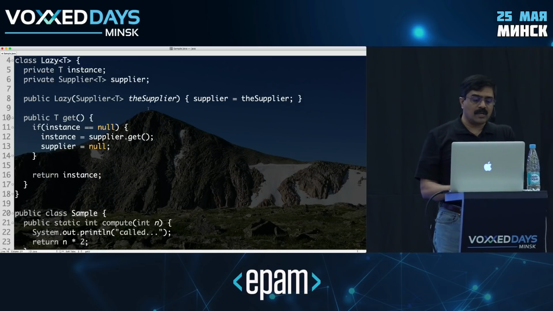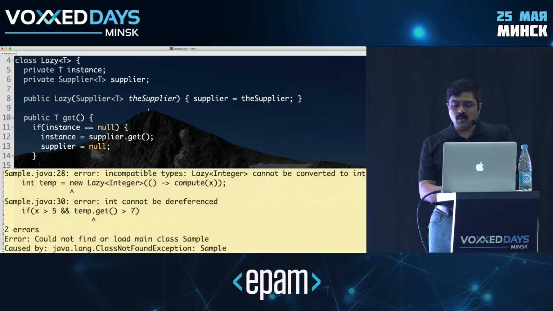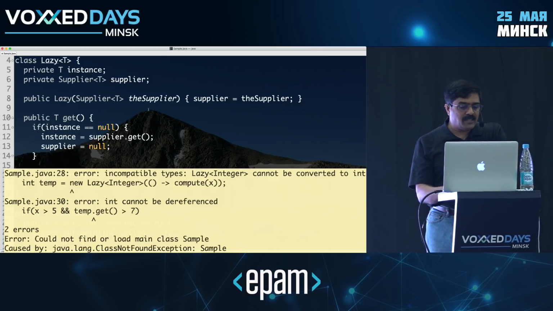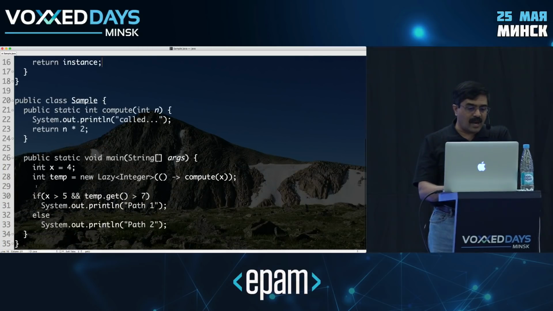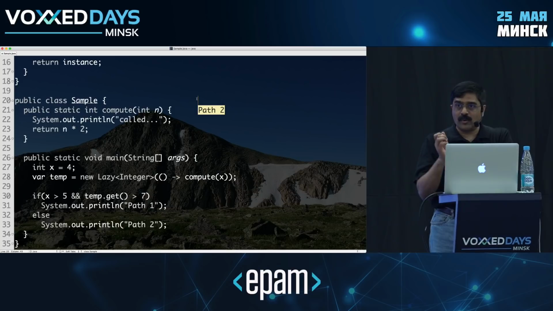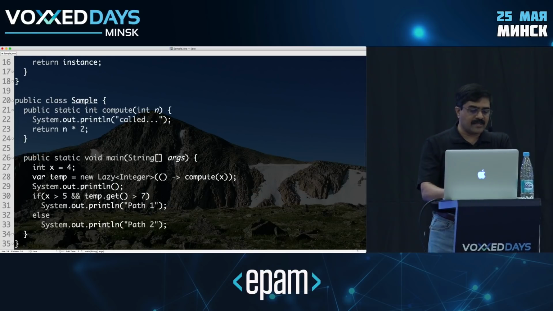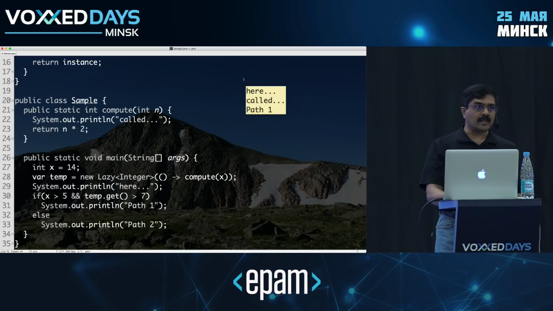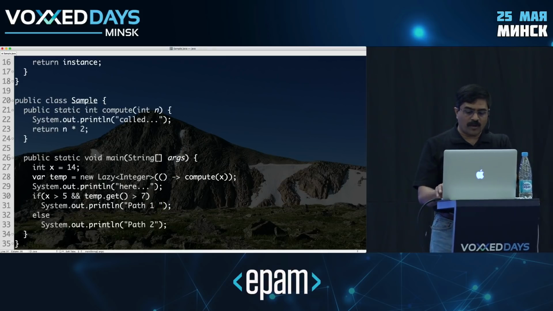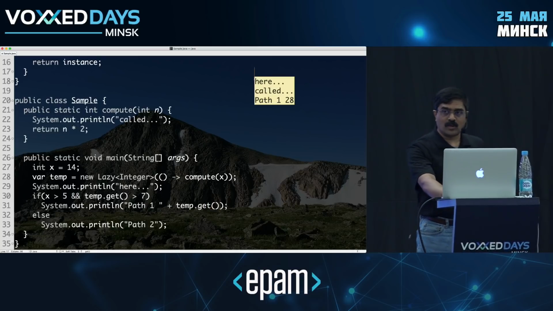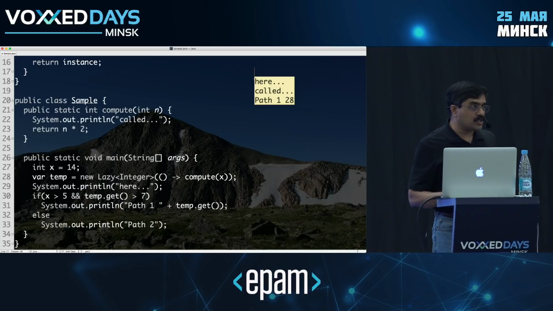So if I were to run this little example code, what's going to happen at this point? Well, okay, it's complaining that it cannot convert an integer to this particular value, obviously because that becomes a lazy. So I'll just put a var over there, and now you can see it says path 2. Well, that's great. That's a path 2. It did not call the function. Let's go ahead and change the value over here, and execute the code. It's still path 2. But on the other hand, if x is 14, you can see that it's actually doing the call to the function. And again, if I really wanted to print the value that I have from the get, you will notice that it's not going to call the compute more than once. So you can see that it's pretty much doing what we intended to do.